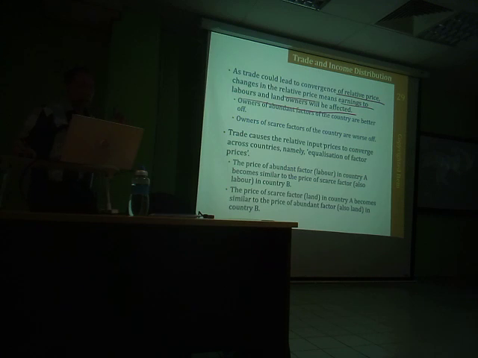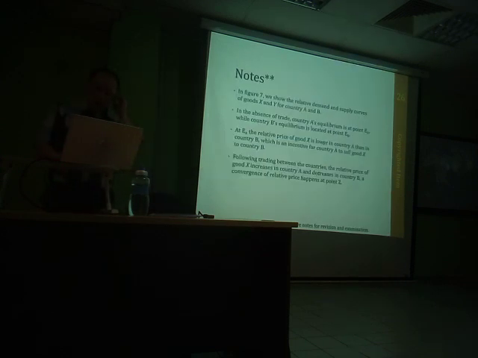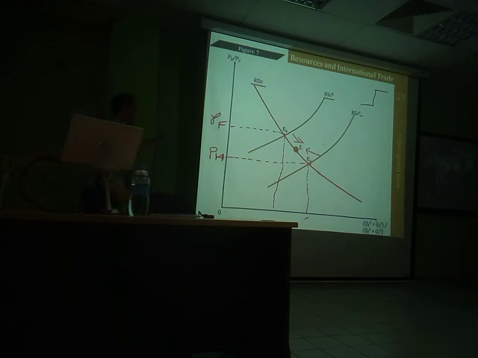But this is a rule of thumb that you've got to remember here. One, usually owners of abundant factors of the country are better off. If country A or home is labor intensive, that means that country is labor abundant. Usually, when trade happens, labor will benefit in terms of wage. Do you remember here? Right at this point, previously, this is the relative price.